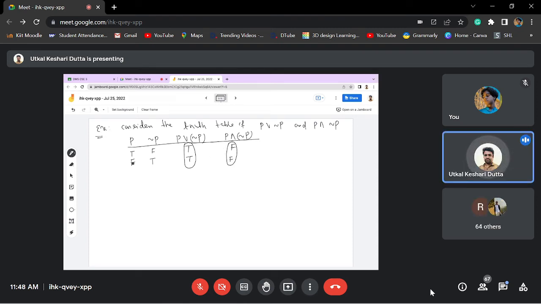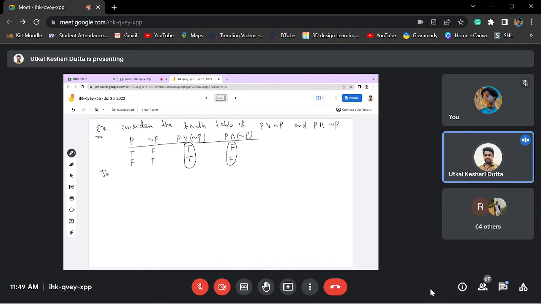In case of one proposition, there are two cases. In case of P and Q, there will be four different cases. For P, Q, R, there will be 8 different cases. If for all the cases the compound proposition column is all true, then it is a tautology. If the column is all false, then it is a contradiction.